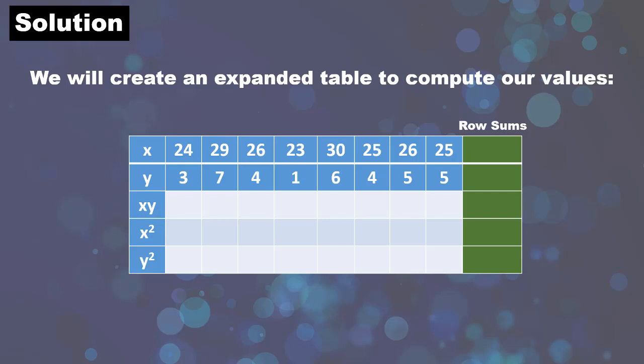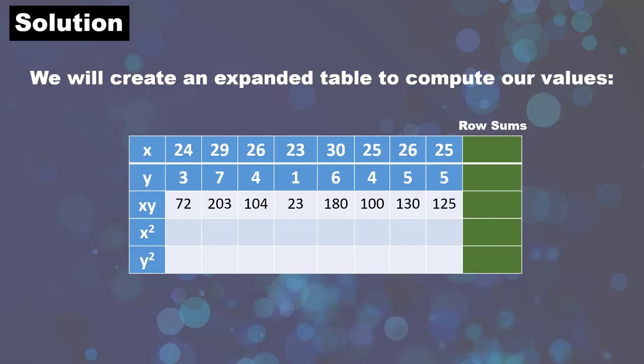So we'll take our x's and multiply them to the y's. So when we multiply 24 times 3, we get 72. 29 times 7 is 203. 26 times 4 is 104. 23 times 1 is 23. 30 times 6 is 180. 25 times 4 is 100. 26 times 5 is 130. And 25 times 5 is 125.